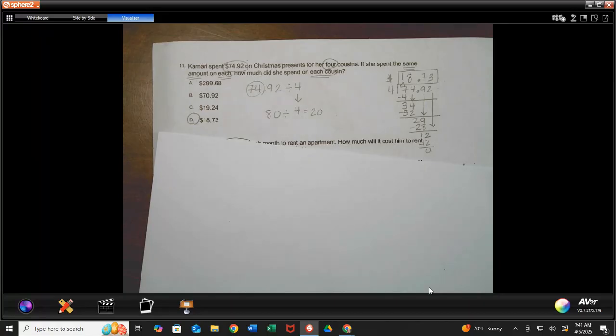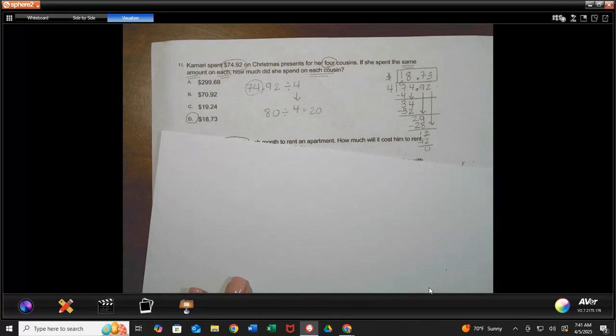I am not investing any time to check this answer. I worked carefully. It's close to my estimate. It's in the answer bank, and time is of the essence. I've got to work smarter and faster so that I finish the test in the allotted time. All right, let's go to number 12.